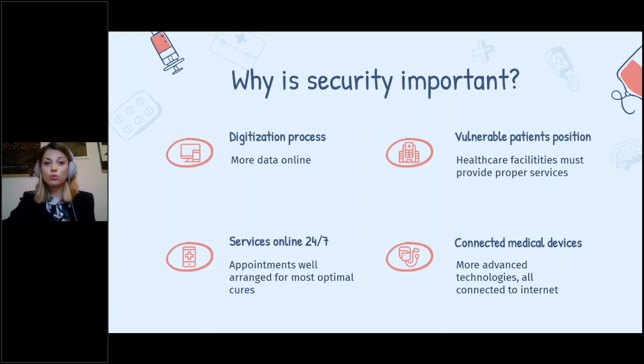Hospital patients are in a vulnerable position during their stay and must also be afforded the correct level of security from the healthcare facilities. Also, all services must be online 24 hours a day, 7 days a week, and appointments and surgeries must be well arranged in order to ensure the best conditions and the most optimal cures for patients. Also, pacemakers, insulin pumps, and other medical devices are becoming more advanced. Nowadays, most of them are software-based and connected to the internet and hospital networks. This could lead to physical harm in case these devices are hacked, or if hospital services are down.